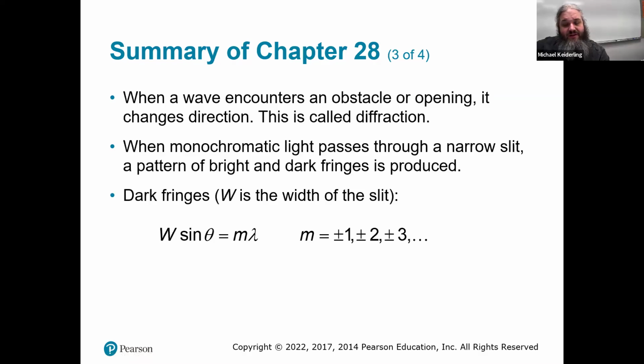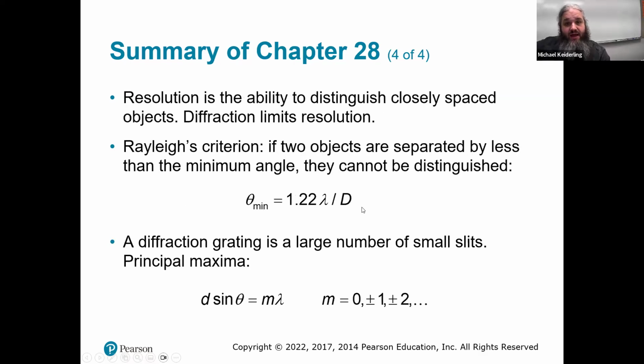When a wave encounters an obstacle or opening, it changes direction. This is called diffraction. When monochromatic light passes through a narrow slit, a pattern of bright and dark fringes is produced. Dark fringes occur where W sine theta equals m lambda, where W is the width of the slit. Resolution is the ability to distinguish closely spaced objects. Diffraction limits resolution. If two objects are separated by less than the minimum angle, they can't be distinguished. The minimum angle is 1.22 times the wavelength you're looking at divided by the aperture that you're looking through.